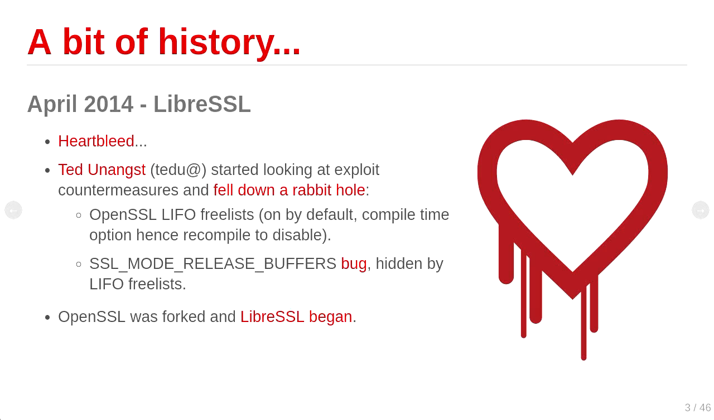As most of you, or some of you, might remember, in April 2014 we had this small security incident called Heartbleed. Now, one of the OpenBSD developers who I work with started looking at ways that he could effectively alleviate the problems which were being attacked via Heartbleed, and he started looking at exploit countermeasures. However, in doing so, he fell down a rabbit hole.